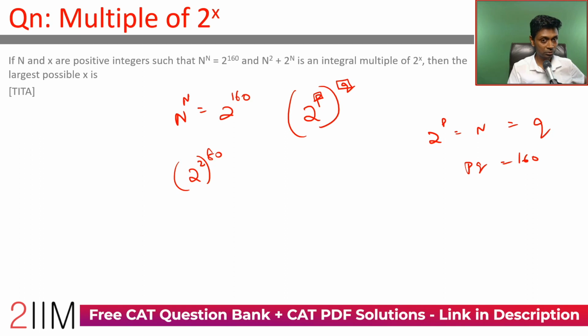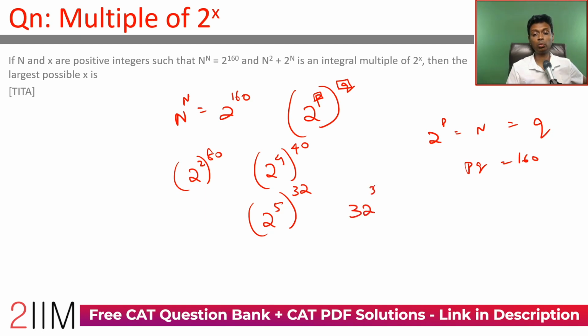That doesn't work. I cannot write this as 2 cube whole power something. I can say 2 power 4 whole power 40. 2 power 4 is 16, 16 power 40. That doesn't work. 2 power 5 whole power 32. 2 power 5 is 32. 32 power 32. Done. So n is equal to 32. So a roundabout way of saying n equals 32.